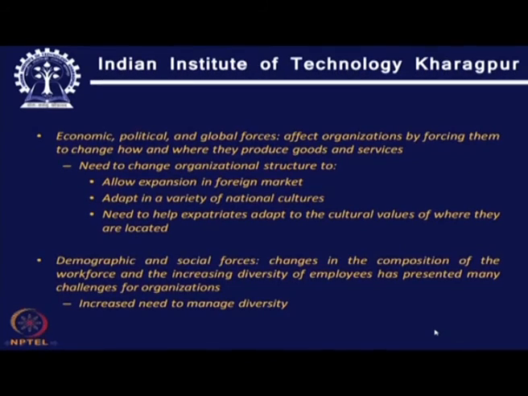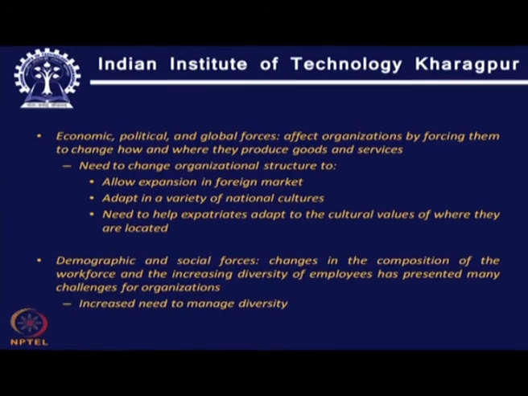The economic, political and global forces affect organizations by forcing them to change how and where they produce goods and services. So, here the organizational structure has to be changed to allow expansion in foreign markets. Sometimes the culture of the organization has to be changed because you start functioning in different national cultures, and help expatriates to adapt to the cultural changes and values of where they are located.